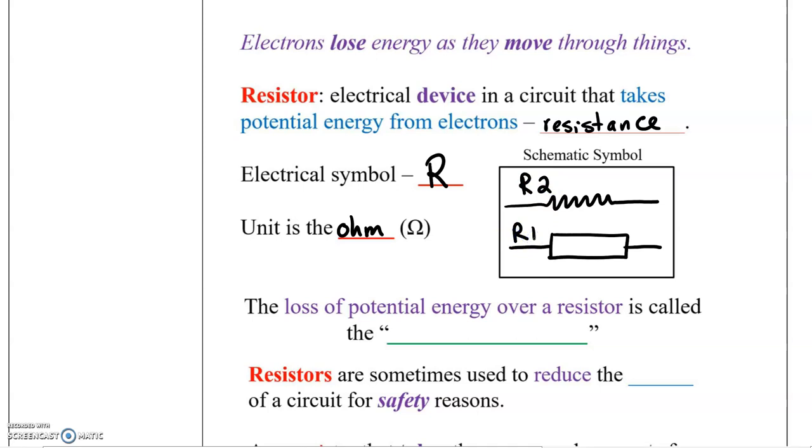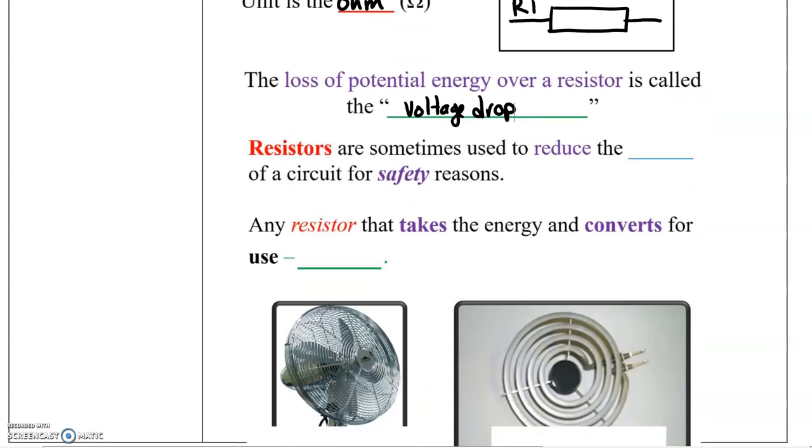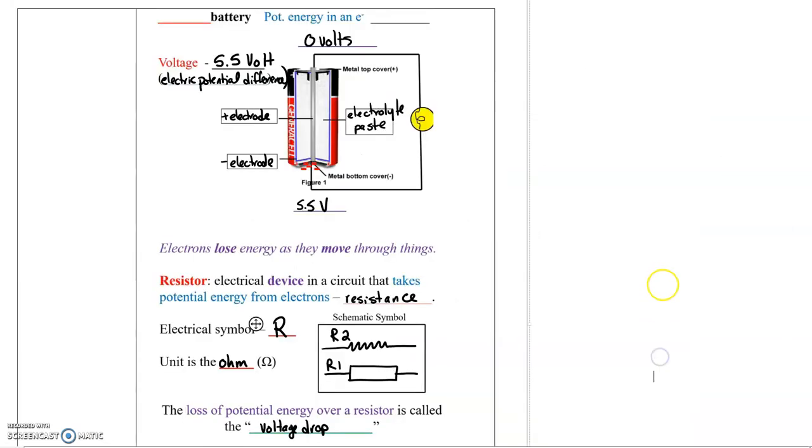So the loss of potential energy over a resistor is called the voltage drop. If you take a voltmeter and measure before a resistor and after a resistor, that's where you notice that the volts are significantly different. Resistors sometimes reduce the energy of a circuit for safety reasons.